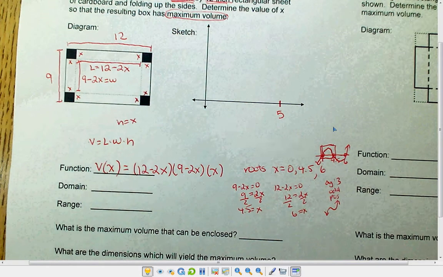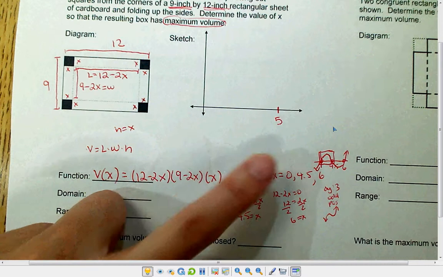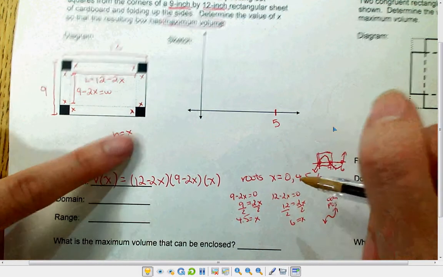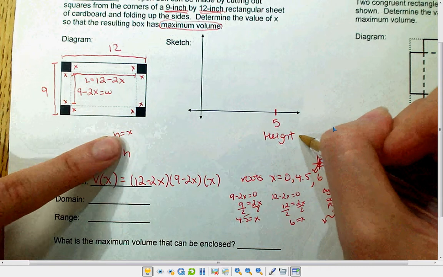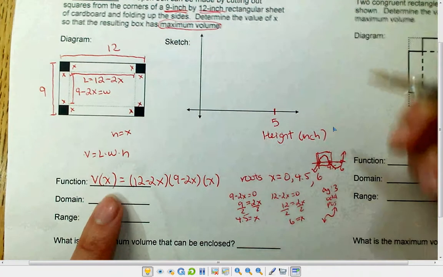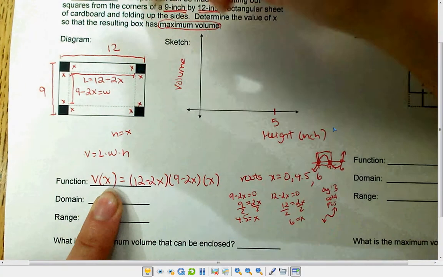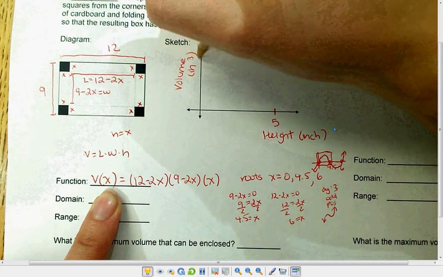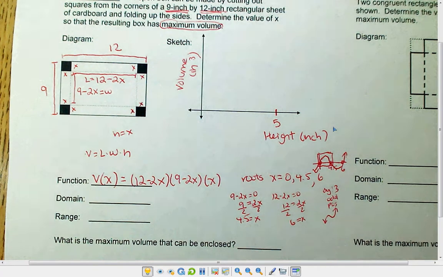So now let me graph this in my calculator. Before we start, let's label. So this is my x value. My x value in this case represents my height. So we're going to say height in terms of, this is inches. And my y value is v for volume. And volume is measured in inches cubed. So don't forget to label. That's the first thing we should do.